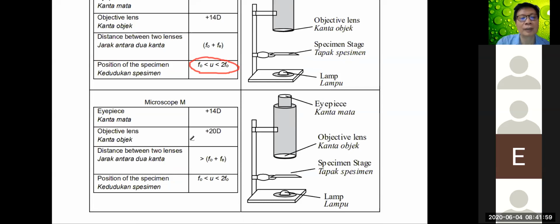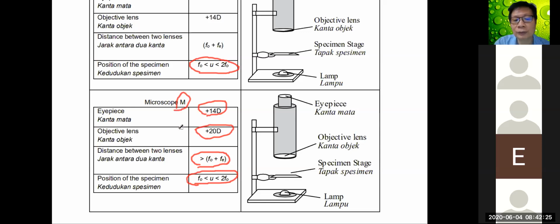See, eyepiece 14 diopter, lower power. Objective lens, I told you just now, higher power, 20 diopter. Distance between the two lenses is bigger than FO plus FE, and the position of the specimen must be between 1F and 2F. So I think the answer is M.